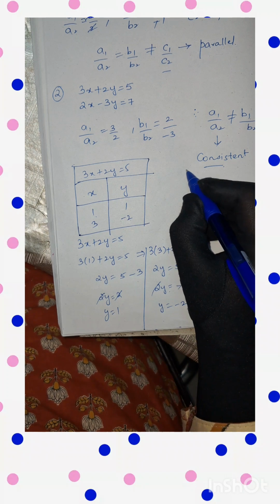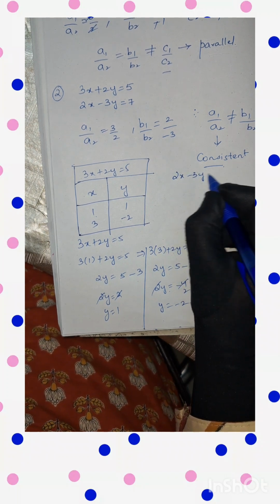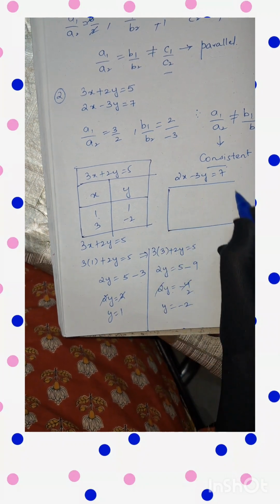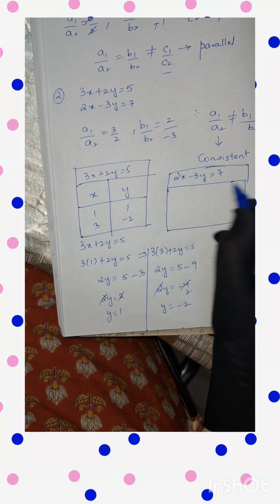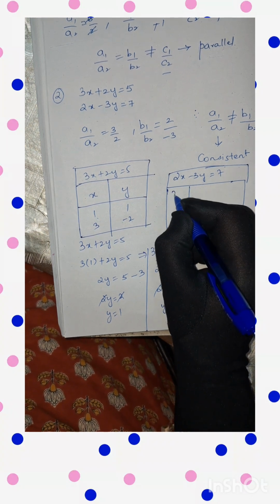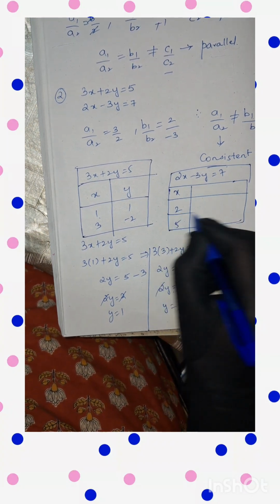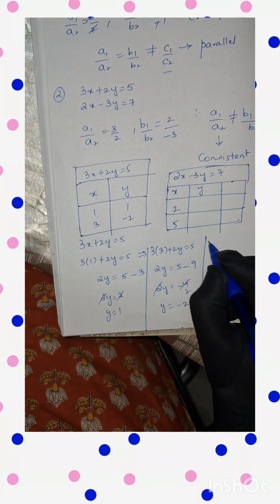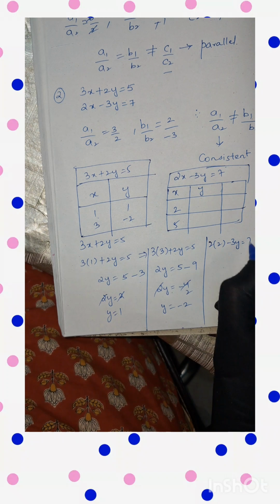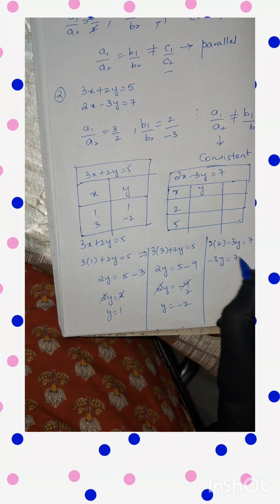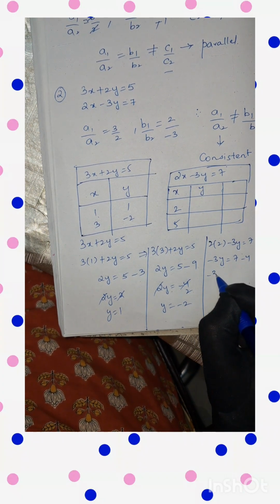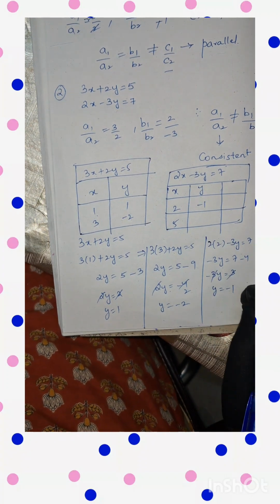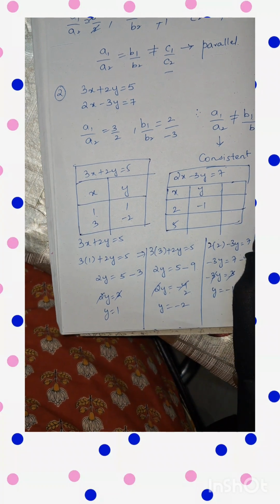So for equation number 2, 2x minus 3y is equal to 7, we'll take some values. Let us check for x equal to 2 and 5. If x is 2, what happens? 2 twos are 4, minus 3y is equal to 7. Sending 4 to the other side, minus 3y is equal to 3. So y is equal to what? Minus 1.